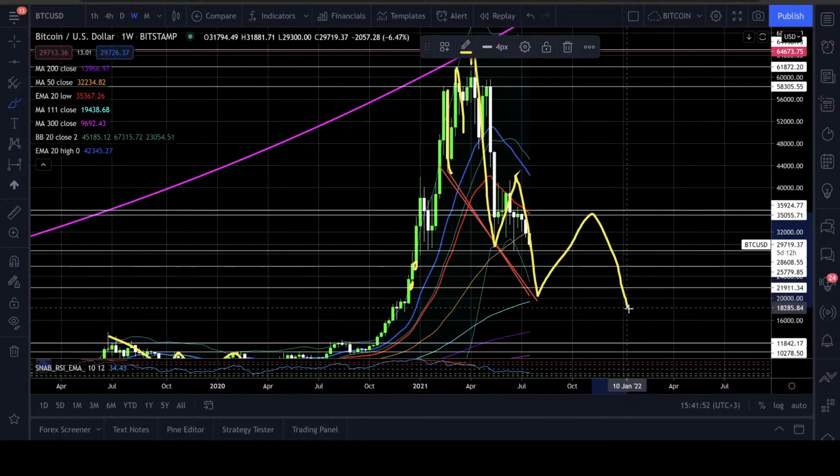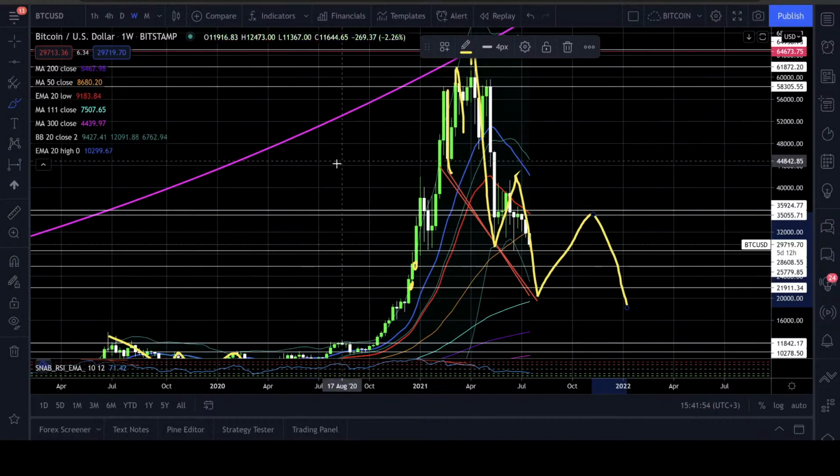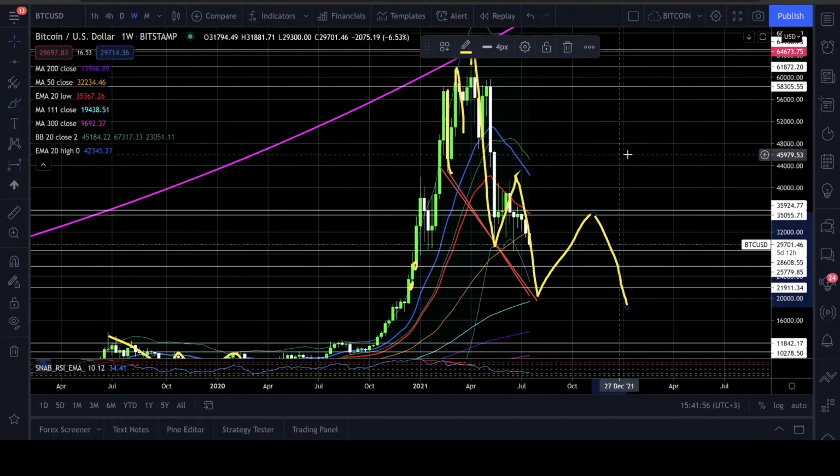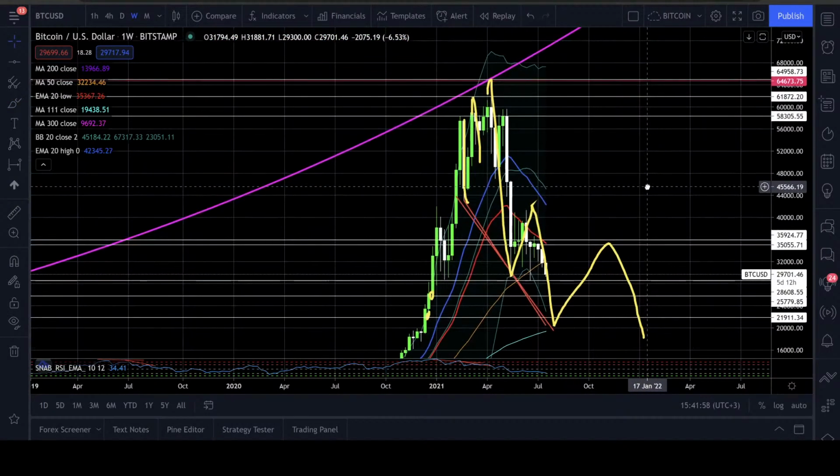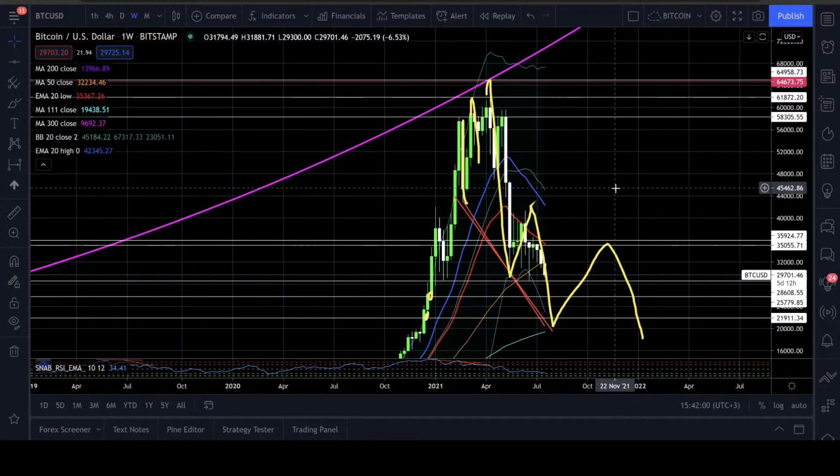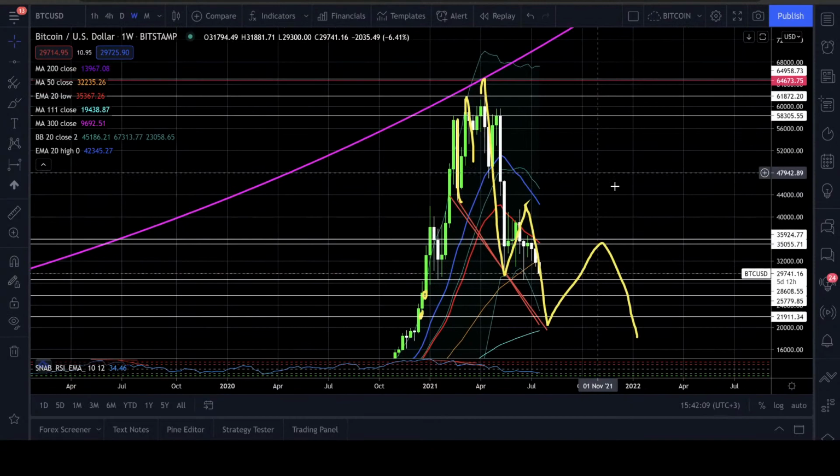in the VIP channel. So I'm not going to obviously tell you guys where the bottom is, but those who are in my VIP crypto trading room on Telegram already know the bottom range, and I'll save that for the VIP channel.